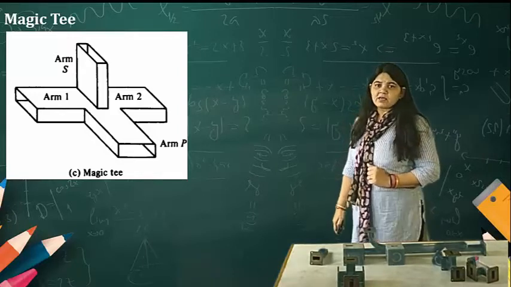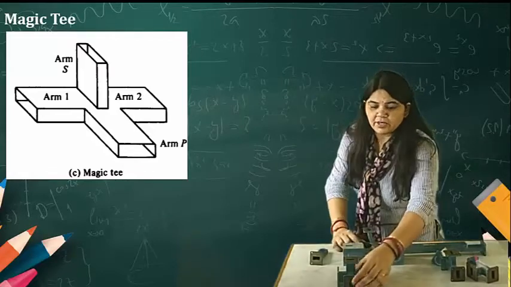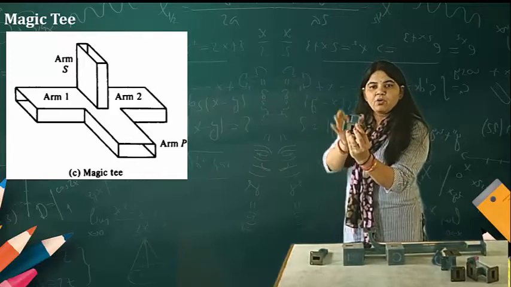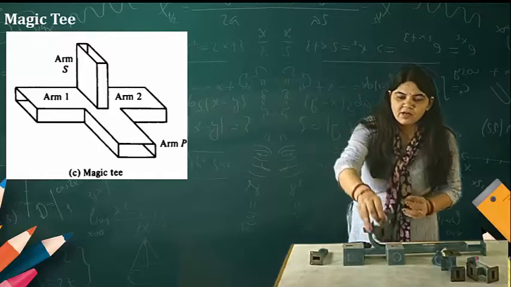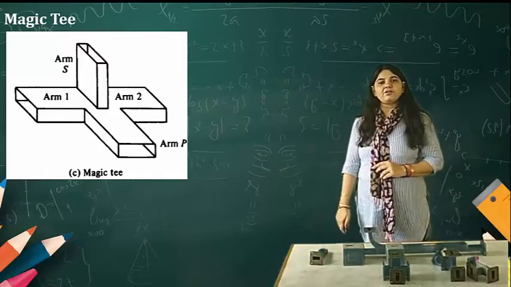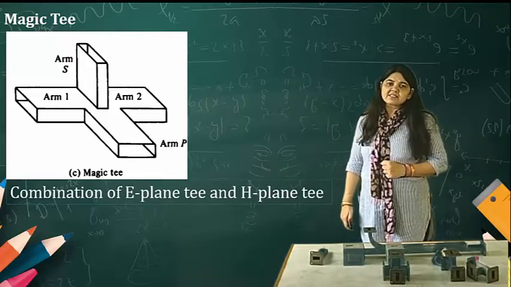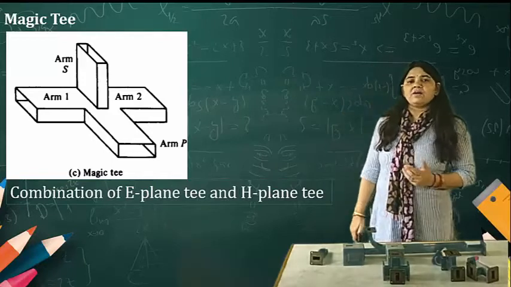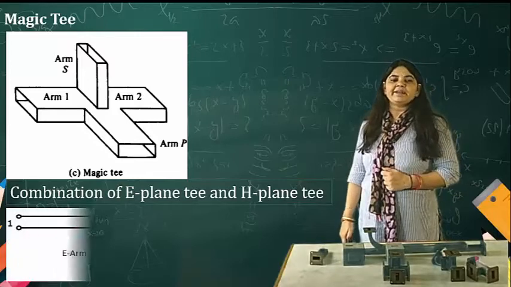So how many ports are there? You can see port number 1, port number 2, port number 3 and port number 4. So this is a 4 port device. Whenever there is a 4 port device, I need to write the matrix of 4 by 4. It is a combination of E plane T and H plane T.